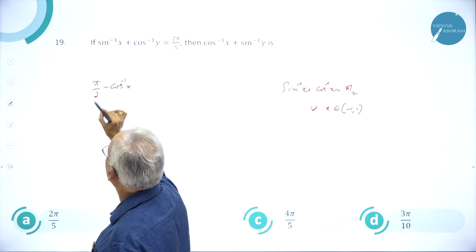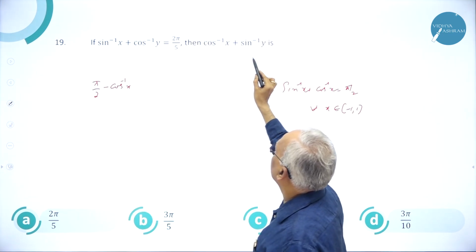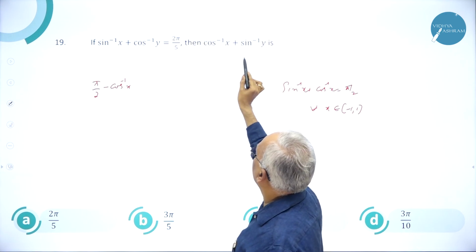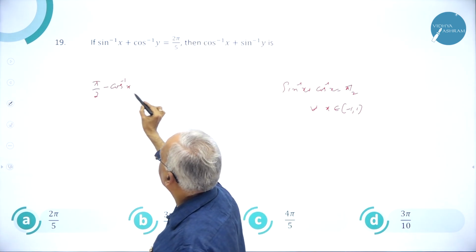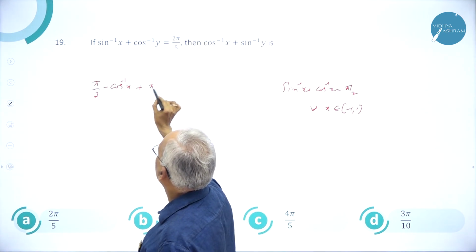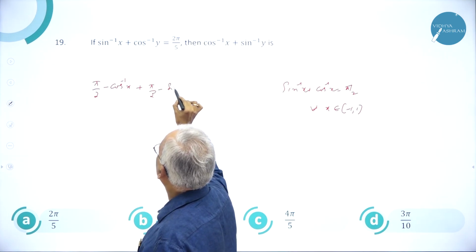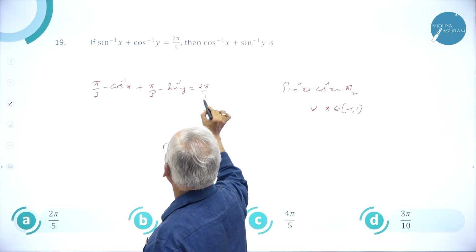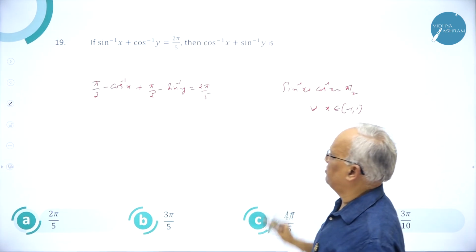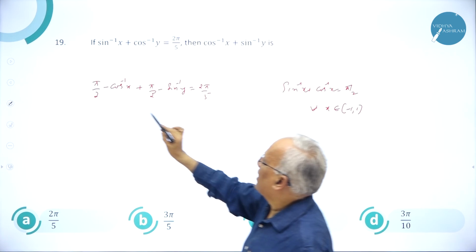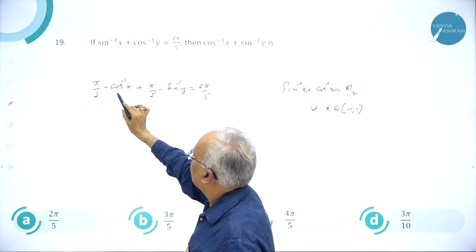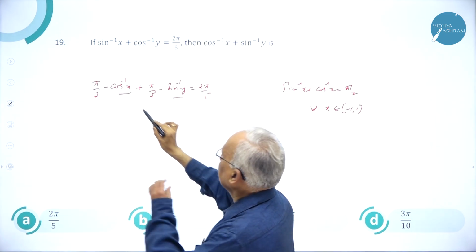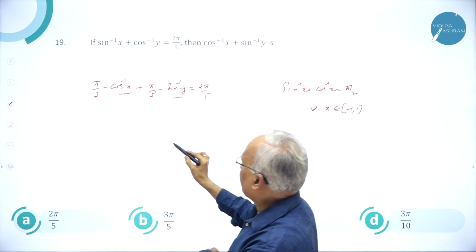How do you know you have to use this result? Because x is in terms of cos inverse, y in terms of sin inverse. So I just change it to pi by 2 minus cos inverse x plus pi by 2 minus sin inverse y is equal to 2 pi by 5. Step 1, using this beautiful result. Now, I shift these two to right hand side, cos inverse x and sin inverse y, because you have minus sign, bring them to right hand side.